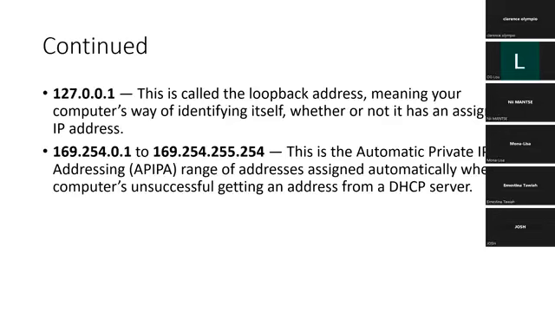It tells the system that you're asking the system, are you there? And the system responds, yes, I am there. Then we have 169.254. Now this is reserved for what we call APIPA, Automatic Private IP Address.